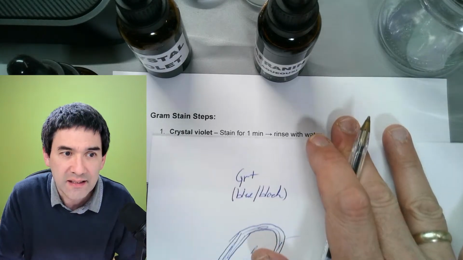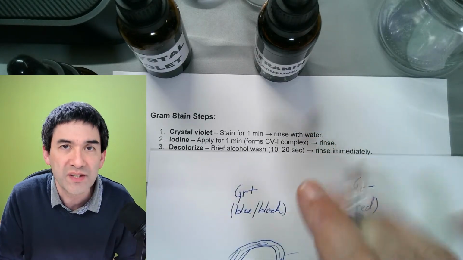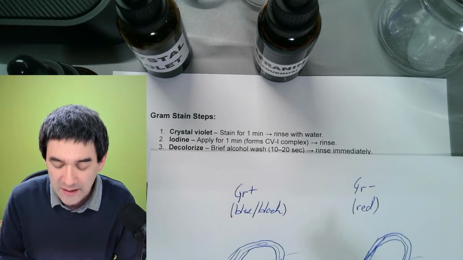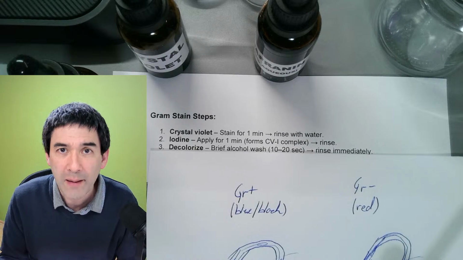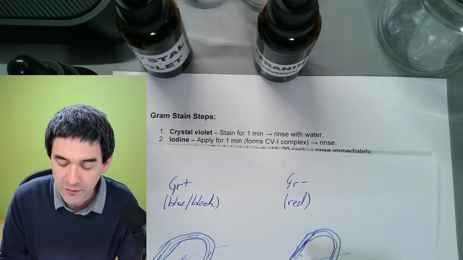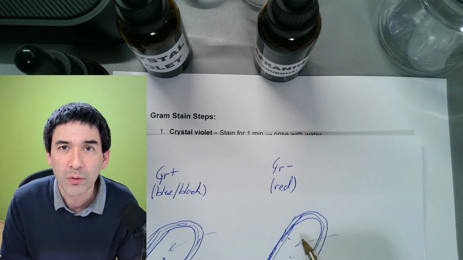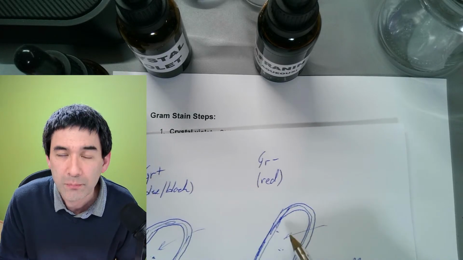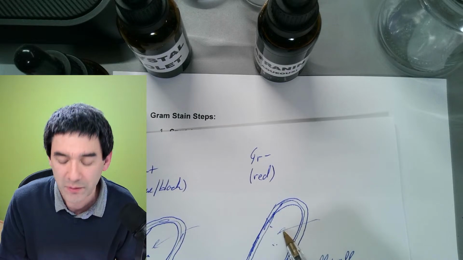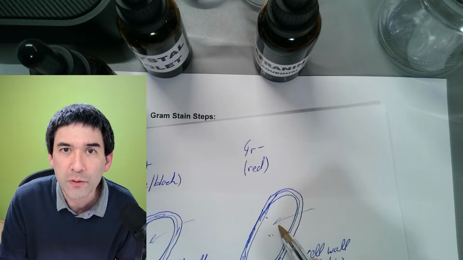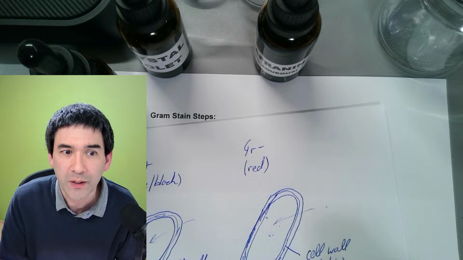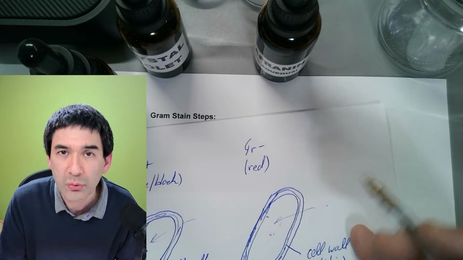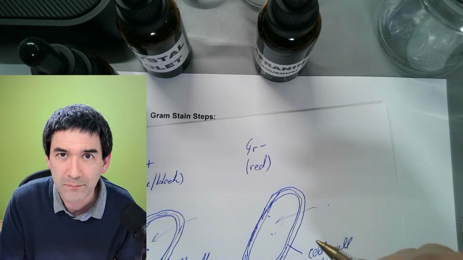And then the next step is the decolorization or the washing stage. What happens now is that in the case of the gram-negative ones, the alcohol is able to remove the crystal violet again. So the stain is going to be removed from the gram-negative ones, and those basically will start to lose the blue color again.